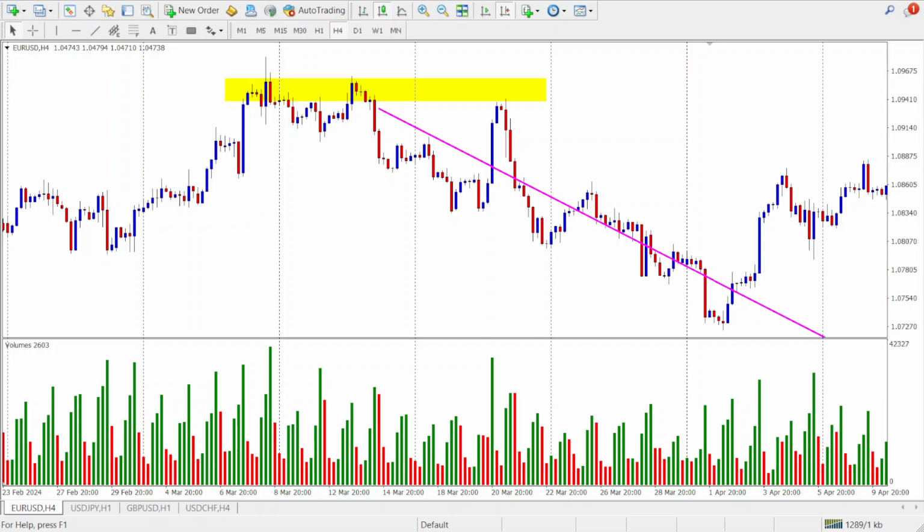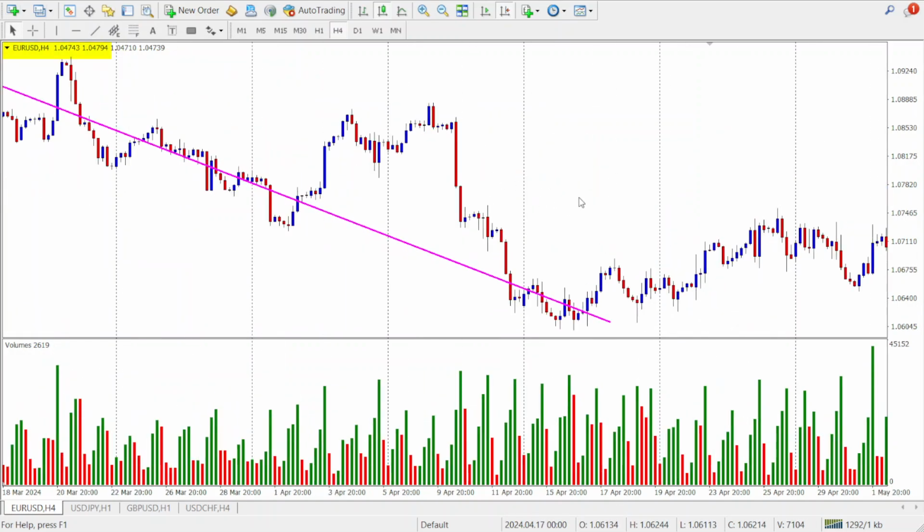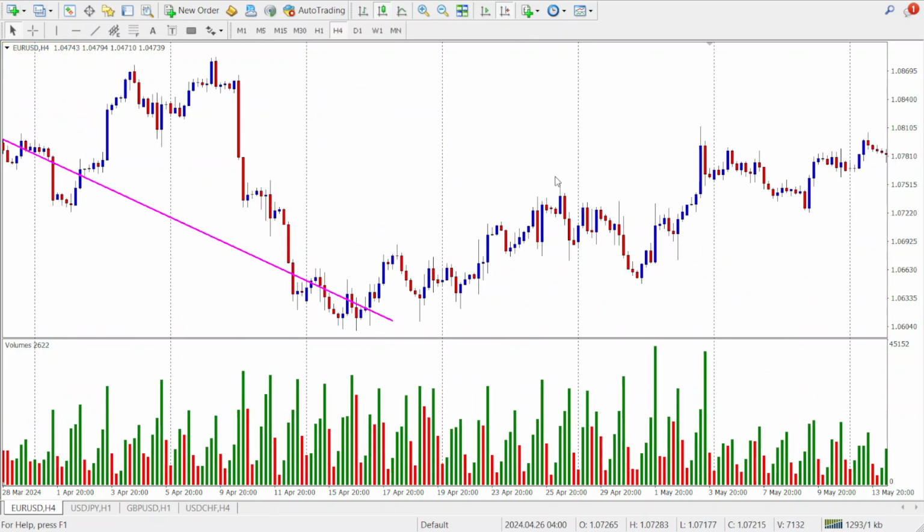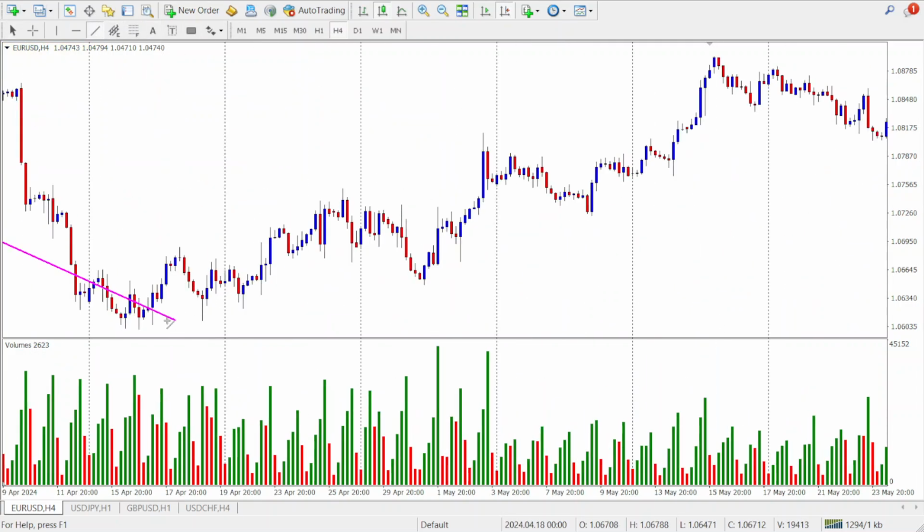Also, combine supply and demand with other indicators. You can add your volumes indicator. You can also decide to add moving averages, and do not forget to use trend lines. Trend lines are very helpful. Use your trend lines. Connect your highs and your lows.